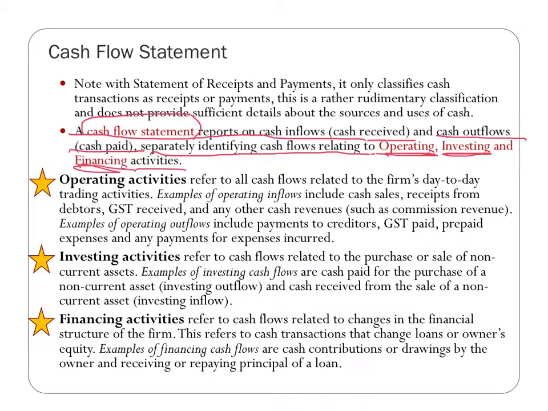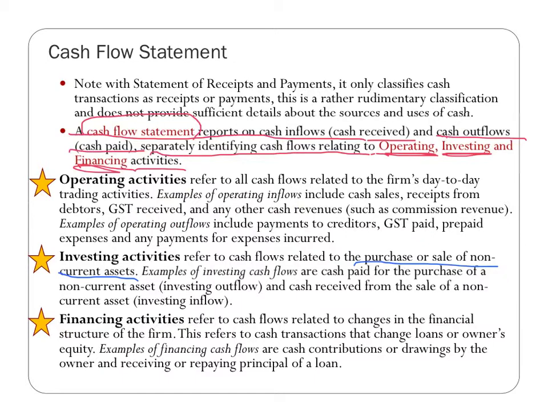Investing activities. Investing activities is quite specific. It refers to cash flows related to the purchase or sale of non-current assets. So it's only related to the purchase or sale of non-current assets. Examples of investing cash flows are cash paid for the purchase of a non-current asset, so that's an investing outflow, or cash received from the sale of a non-current asset, an investing inflow. Financing activities.